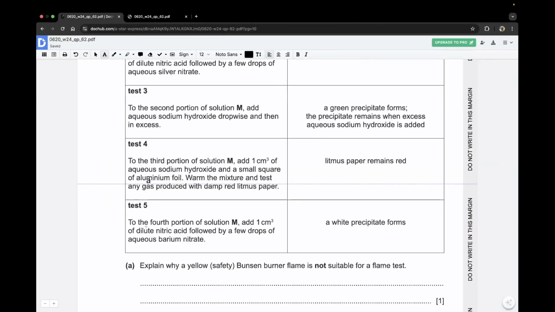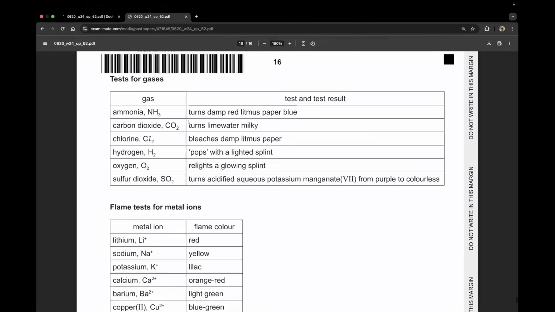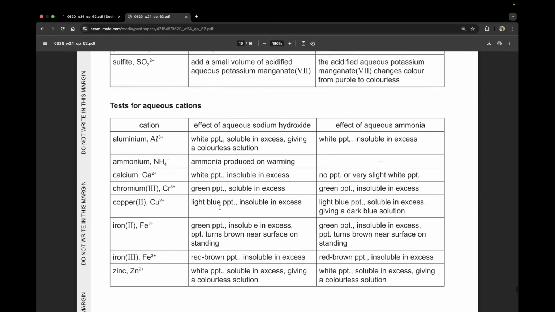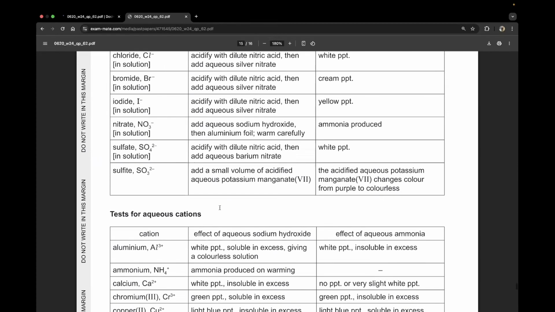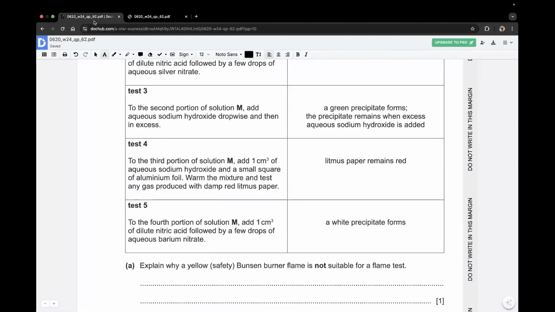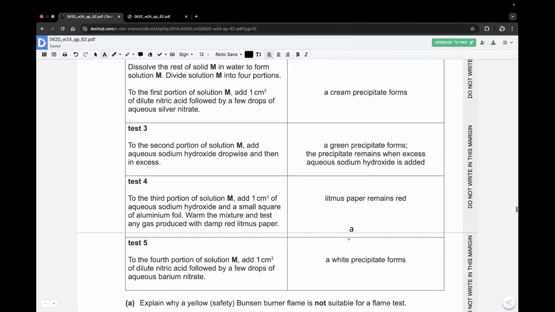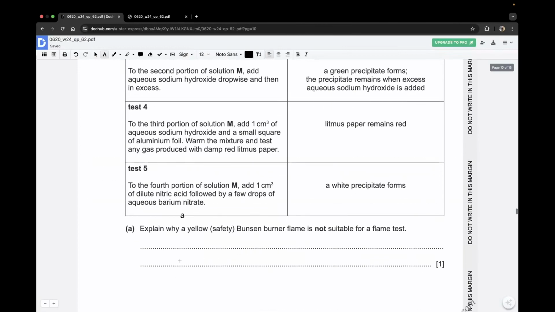And test 5, to the 4th portion of solution M, add 1 centimeter cube of dilute nitric acid followed by a few drops of aqueous barium nitrate. Just go back and identify what it is once again. And you see that it is indeed sulfate, dilute nitric acid and barium nitrate, and the result is a white precipitate. And we see that a white precipitate does form according to the observation. So the conclusion is that this contains iron, potassium, bromide, and sulfate.